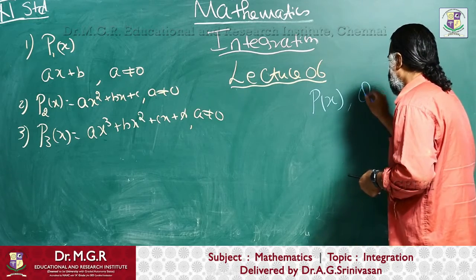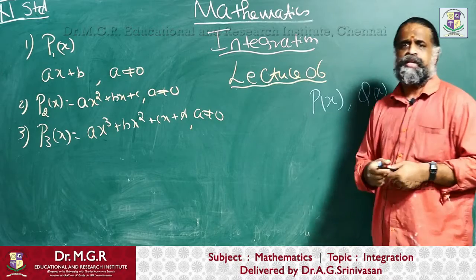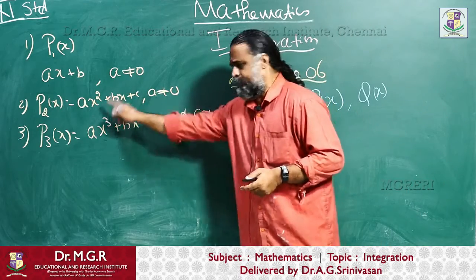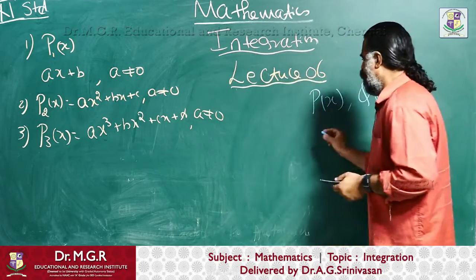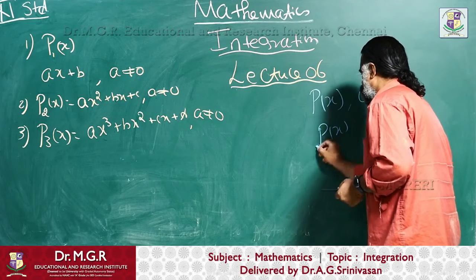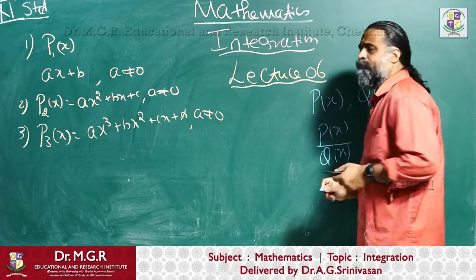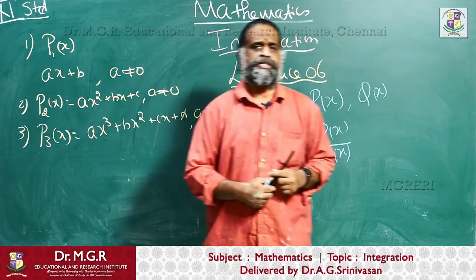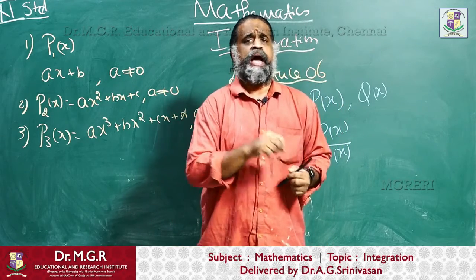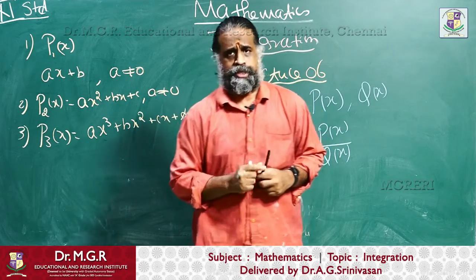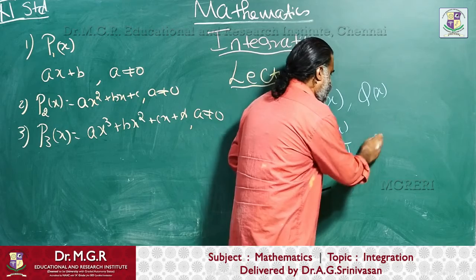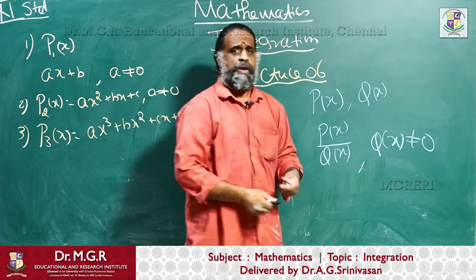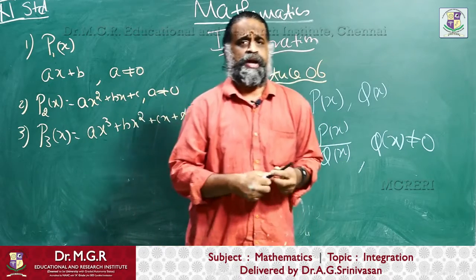Similarly, I will define another polynomial Q of x. P of x and Q of x can be two different polynomials, of course polynomials in x. Now, a function of the form P of x by Q of x is called a rational function if both P of x and Q of x are polynomials of some degrees. However, Q of x cannot be 0 for any x, because if it is 0 for some x, the quotient is not defined.